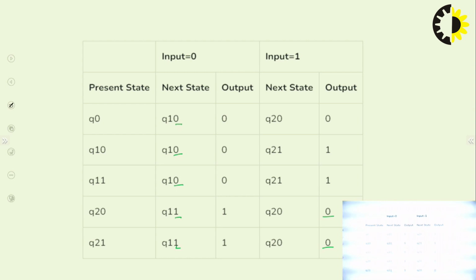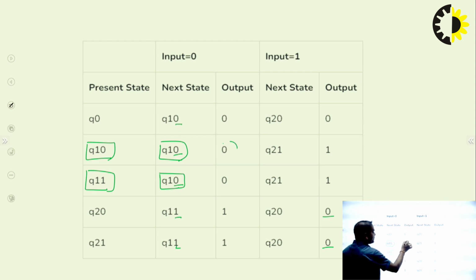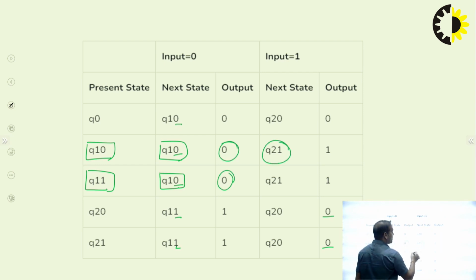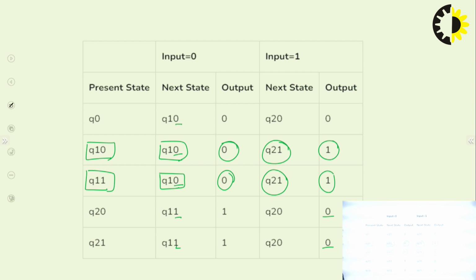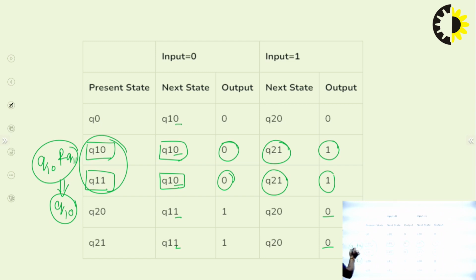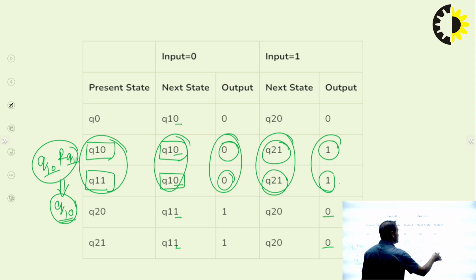For example, if we want to compare Q10 and Q11, here Q10, here is also Q10, output 0, output 0, next state Q11, Q21, next state Q21, output 1 and output 1. So we have to combine this Q10 and Q11 to form a single state Q10 or Q1. As you wish, we can write Q10, Q11 like Q10 or Q1. Because the next state for 0 is the same, the output is the same, the next state for 1 is also the same and the output is also the same. So we have to combine this state.